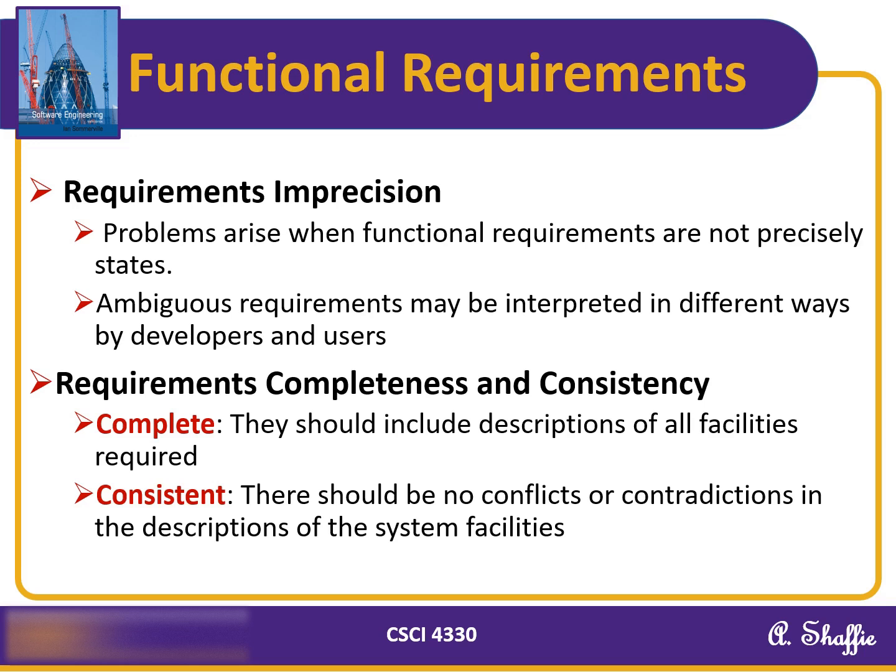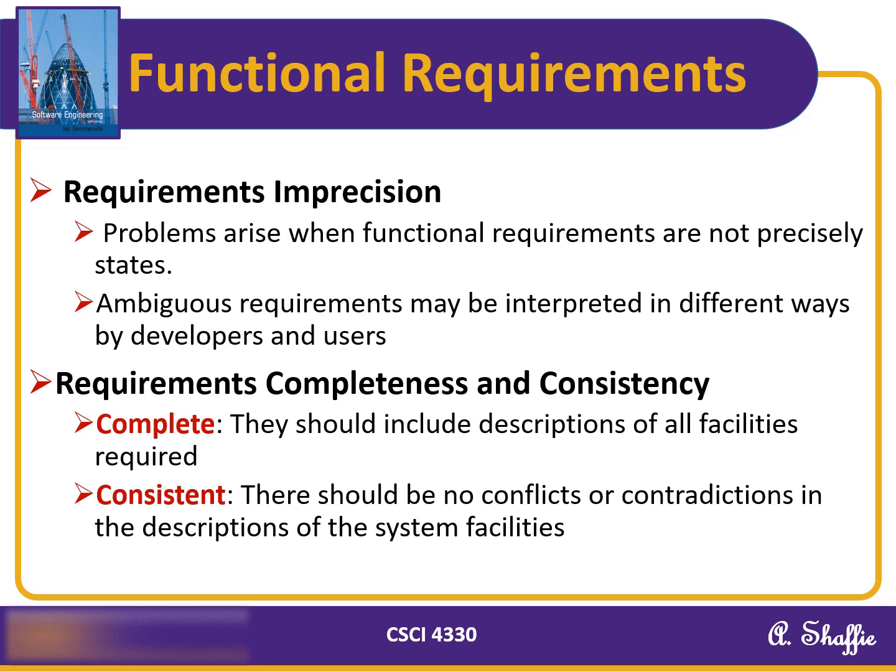The second point that we need to follow is requirements completeness and consistency. In principle, requirements should be both complete and consistent. When I say complete, I mean they should include a description of all facilities required. When I say consistent, I mean there should be no conflict or contradiction in the description of the system facilities.